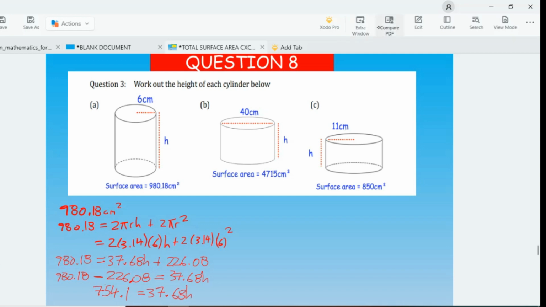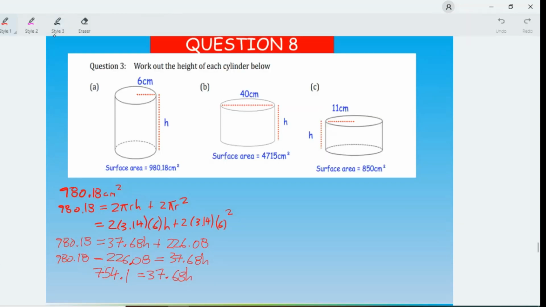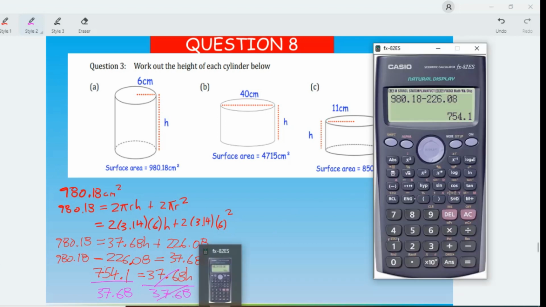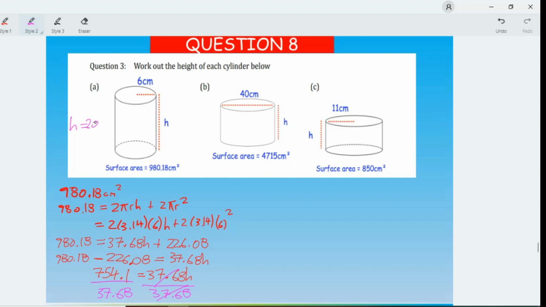37.68h. So in that case, we have to do our division now. Doing our division, we can divide both sides by 37.68. And that will give us h only on one side. So divide 754.1 by 37.68 in the calculator, that is 20.01. So the height h is 20 centimeters. That's it, h is 20 centimeters. Nice. Go ahead and do number 2 now.